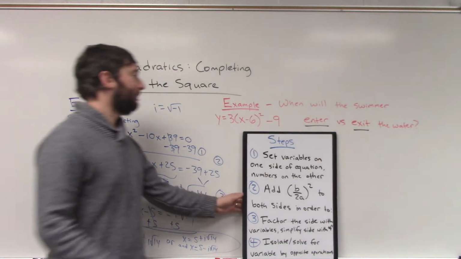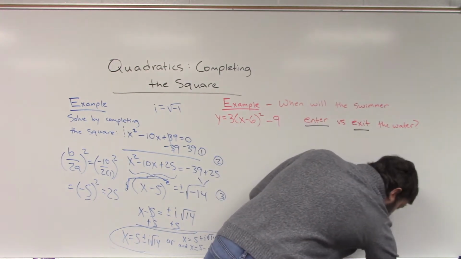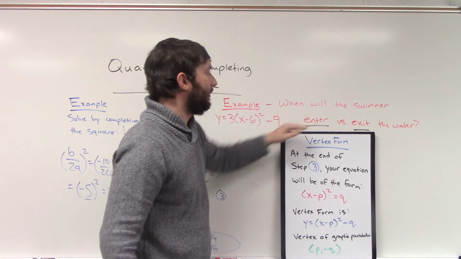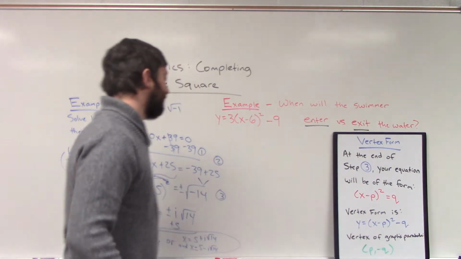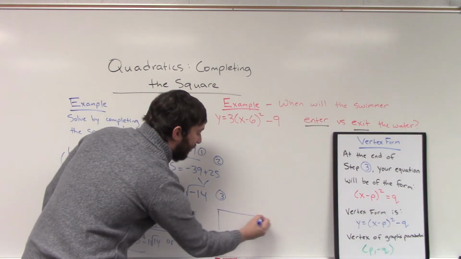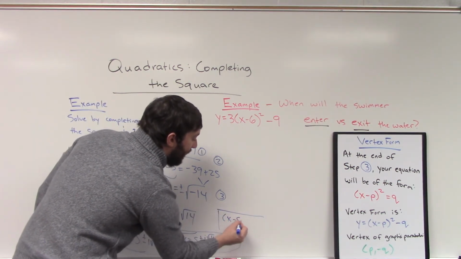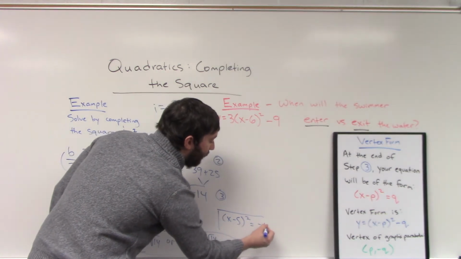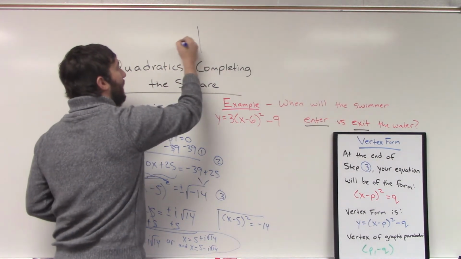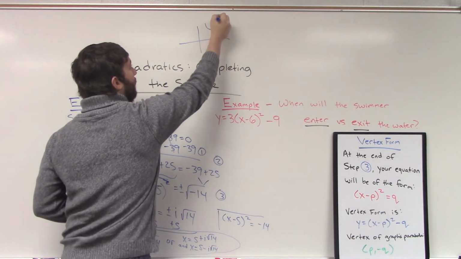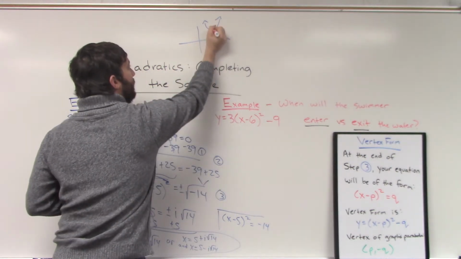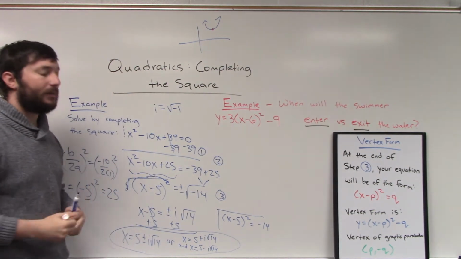That's one thing. Another reason that this would be important is because it helps us define what's called the vertex of our graph. At the end of step 3 in particular, when we had x minus 5 squared equals negative 14, we were one step away from actually finding the vertex of our parabola. That's like the turning point, the place at which our graph turns around. This coordinate point can be easily found from vertex form.